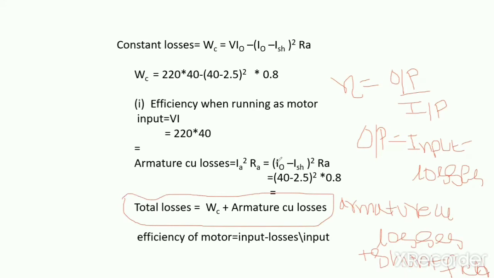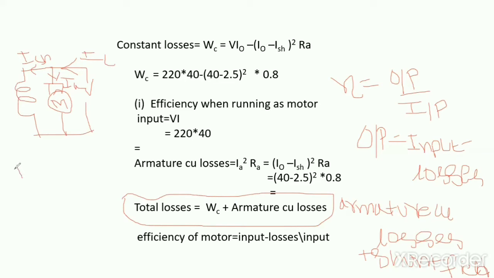Why? Because we are considering IA is equal to I naught minus ISH in the shunt motor. This is the shunt motor. The shunt field winding is connected in parallel to the armature. Then it is called the DC shunt motor. This is the armature and this is the field winding. We apply the voltage V. Due to that voltage, IL current flows to the armature. At this point, the current is divided into two ways, that is armature current IA and the shunt field current ISH.